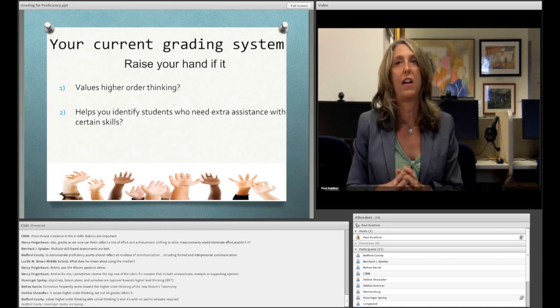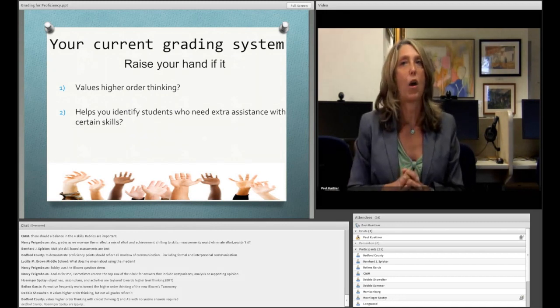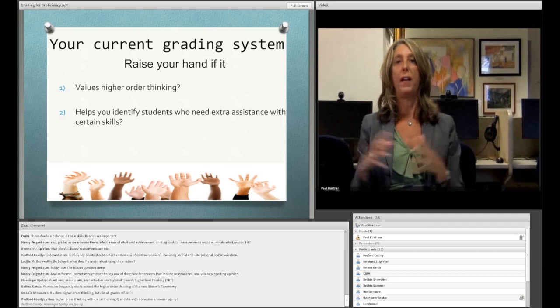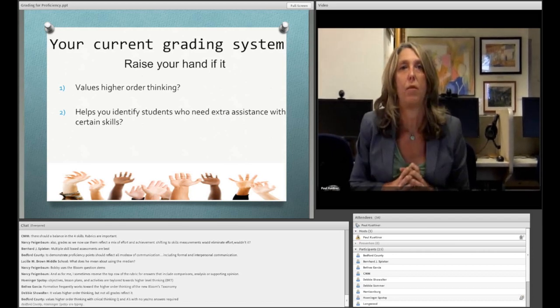Bedford County weighed in on the higher order thinking. I like that no yes or no answers or true or false are required. So anything that's really open-ended tends toward higher order thinking.